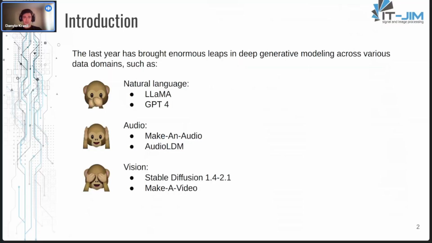So the last year brought enormous leaps in deep generative modeling across various data domains such as natural language, audio, and of course vision. One of the vision models was Stable Diffusion XL, which is why we are gathering today.